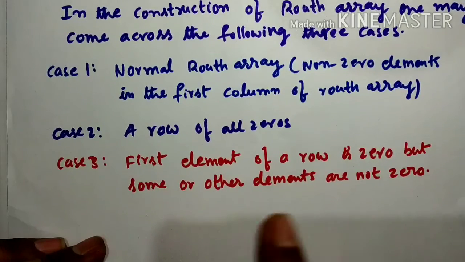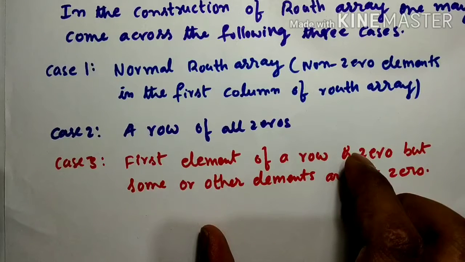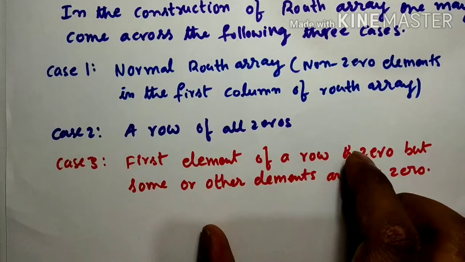What is the first case? Normal Routh array. We examine only the first column elements, whether they are positive or negative, and we check them. If all the first column elements are positive, we said it is a stable system. If there are sign changes, the number of sign changes is equal to the number of roots located on the right half of the S-plane. With two sign changes, two roots are located on the right of the S-plane.